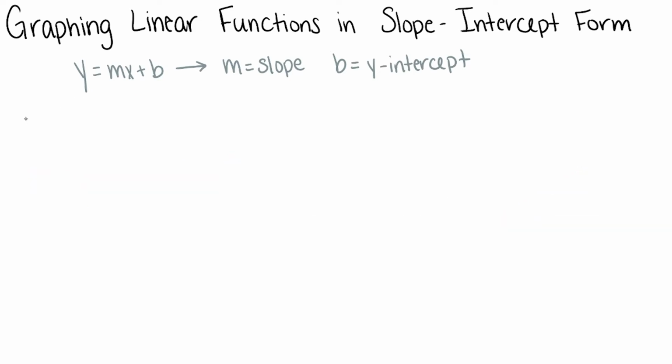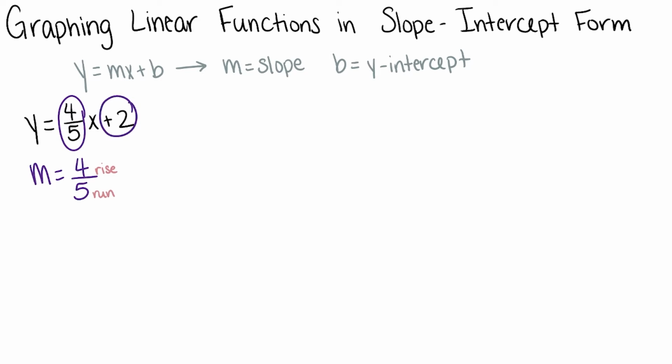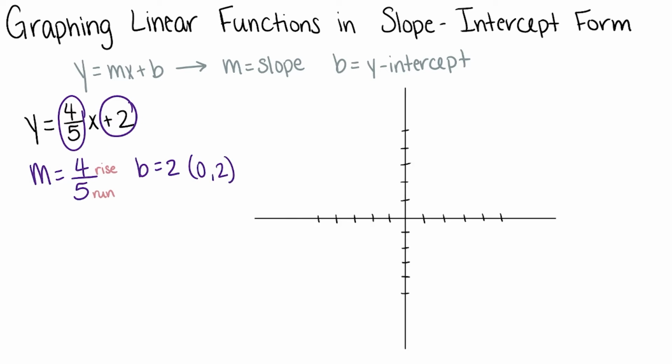Our next line is y equals 4/5 x plus 2. Our slope is the number attached to our x. So our m is equal to 4/5, and this represents our rise over run. Our b is equal to 2. This means our y-intercept is at (0, 2).